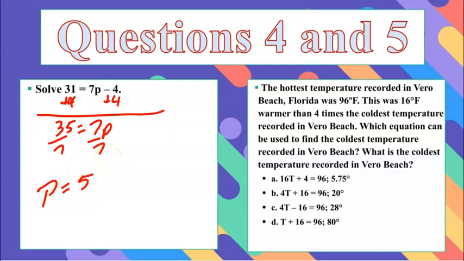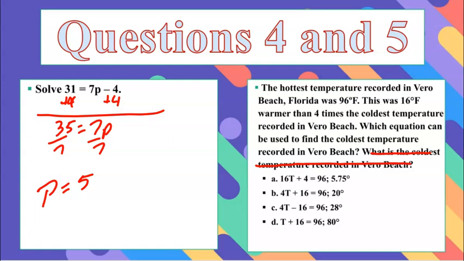Question 5. The hottest temperature recorded in Vero Beach, Florida was 96 degrees Fahrenheit. This was 16 degrees Fahrenheit warmer than 4 times the coldest temperature recorded in Vero Beach. Which equation can be used to find the coldest temperature recorded in Vero Beach? And we're just going to erase this last part because that's the repeat of that question.